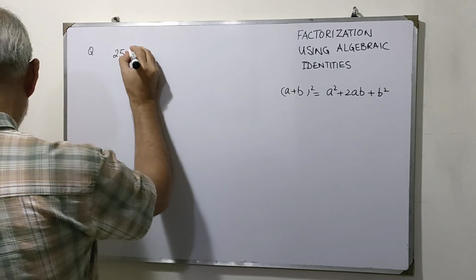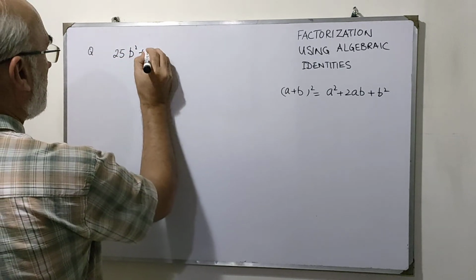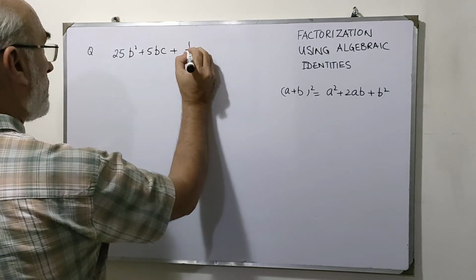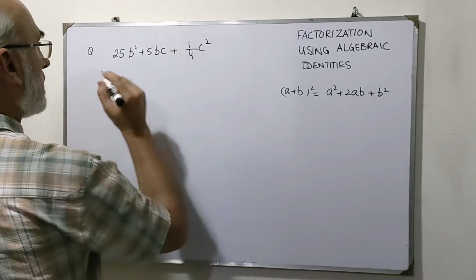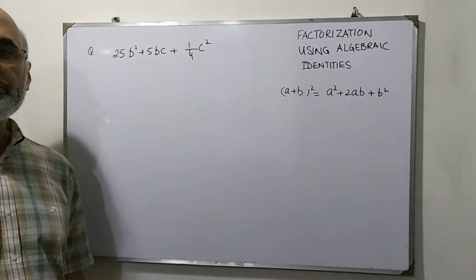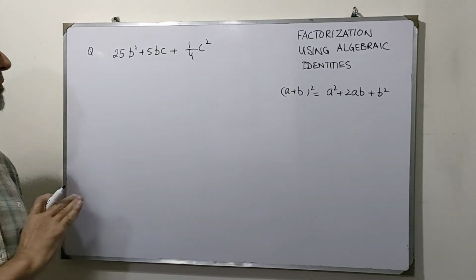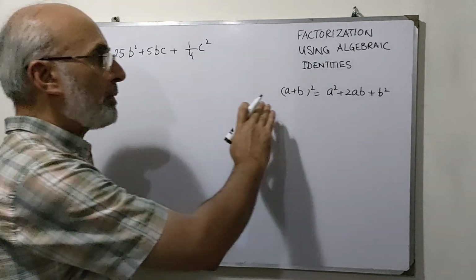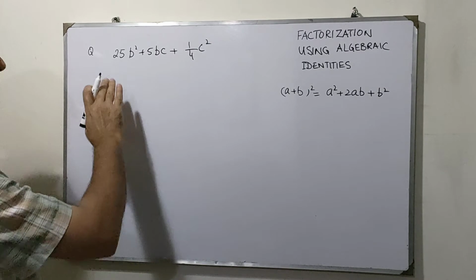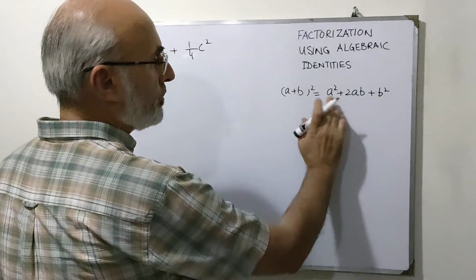25b square plus 5bc plus 1 over 4 c square. So again, all the terms are positive. So we can apply a plus b whole square. What are we going to do? So let's apply this first.